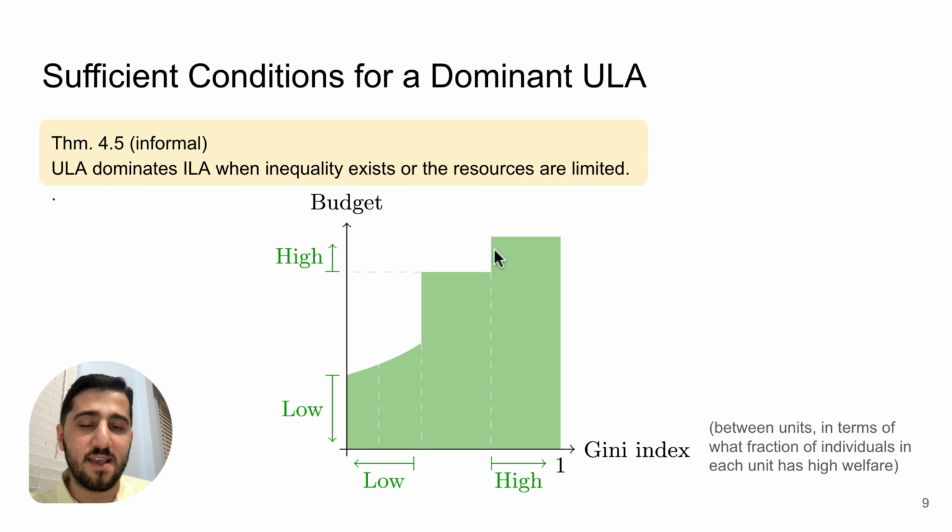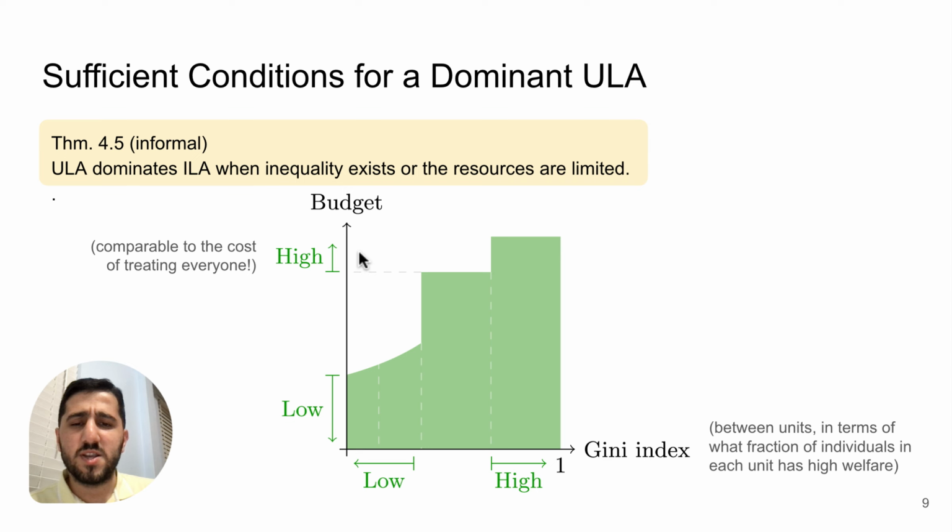So if the Gini index is high, regardless of what budget we have, ULA is going to be the dominant solution. Even if the Gini index is not high, if it's in the medium regime, if the budget is not excessively large, and by that I mean it's not comparable to the cost of treating everyone, still ULA is going to be the dominant solution. And ILA is only relevant when the Gini index or the inequality is low and the budget is not too low.